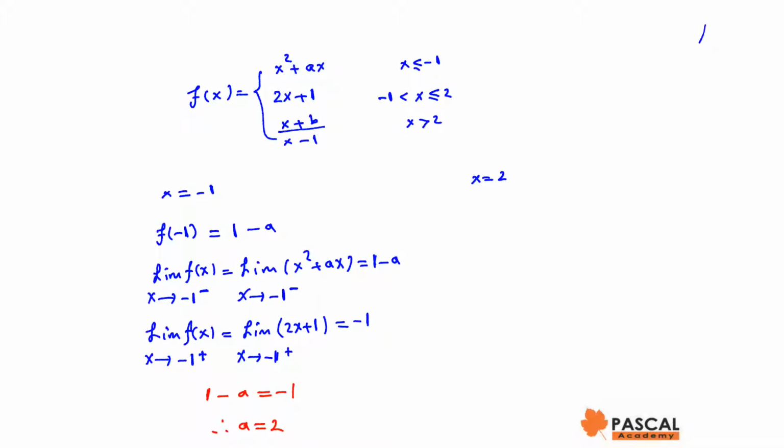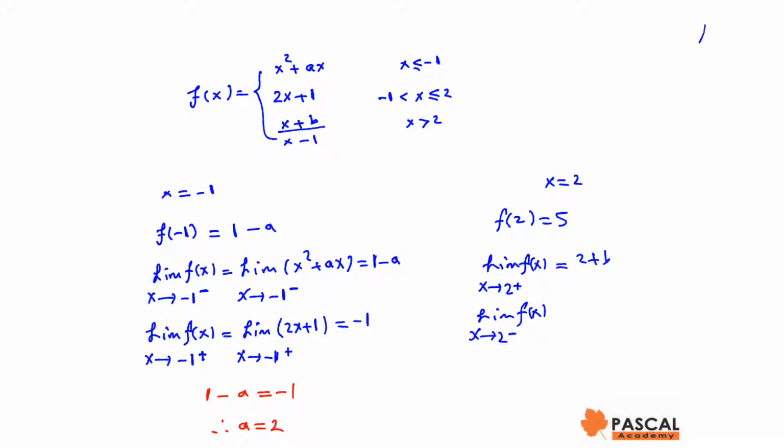At x equals 2, f(2) is 5. When x is 2, f(x) is 2x + 1. The limit of f(x) as x approaches 2 from the right side is the same as the limit of (x + b)/(x − 1) as x approaches 2 from the right side, which is 2 + b. And the limit of f(x) as x approaches 2 from the left side is the limit of 2x + 1 as x approaches 2. This is 5.